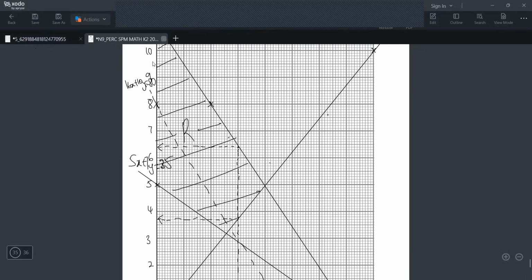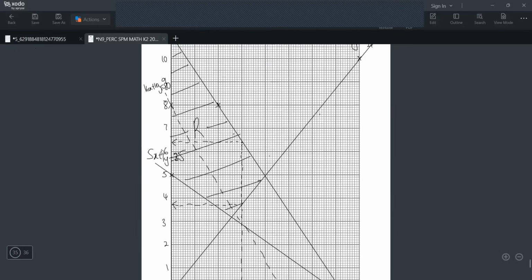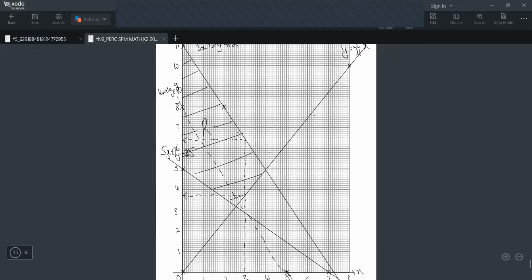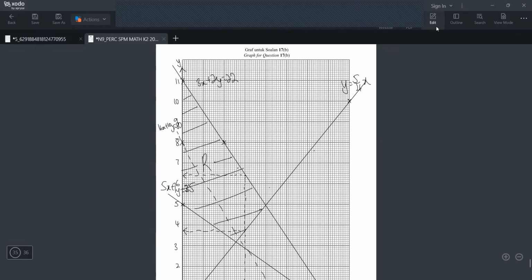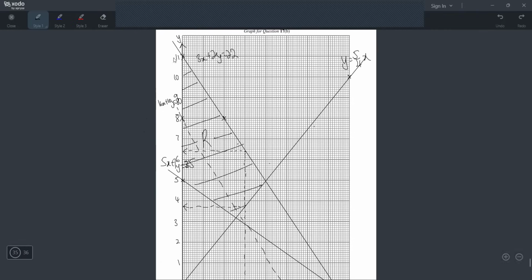Okay, let's look at the graph. Okay, remember this. Jawapan mesti berada dekat bucu. What do I mean by that? Jawapan mesti berada dekat bucu means the answer will always be at the corner of the shaded region. What do we mean by corner? This one is corner. This one is corner. This one is corner. This one is corner. So only one of these can be the answer.